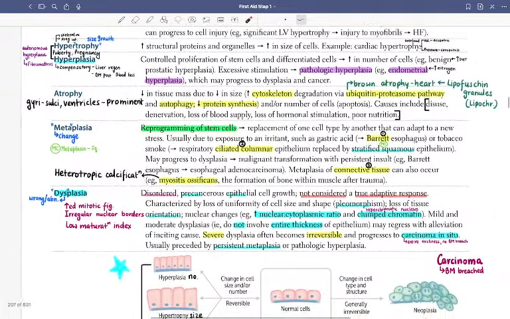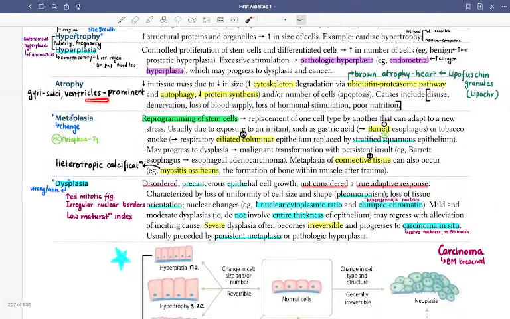Next, gyri, sulci, ventricles are all brain atrophy features, and brown atrophy of the heart. This is very important. So increased cytoskeleton degradation in case of atrophy by the ubiquitin proteasome pathway gives rise to the brown atrophy of the heart, and lipofuscin granules are formed.